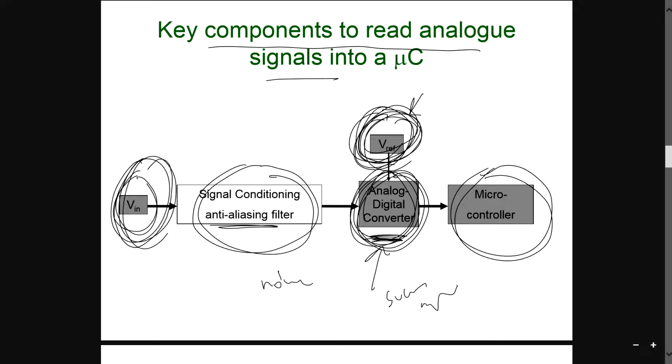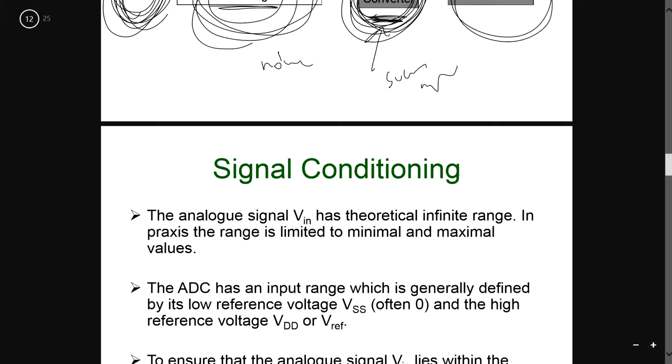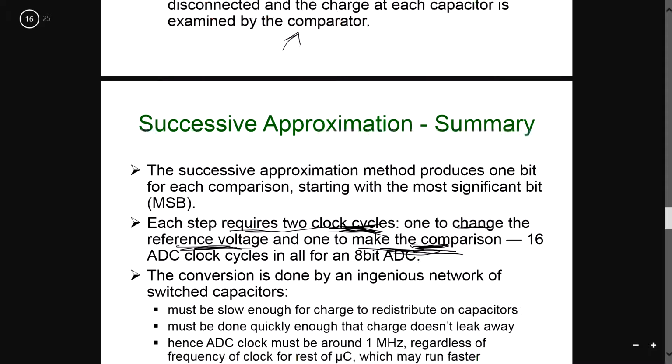But before that, you need to also filter off or signal condition your signal. So over here, I think you'll condition the noise also. After you clean your V in, then you can finally process your V in with relevance to your V reference, and then after that you can do what you want.